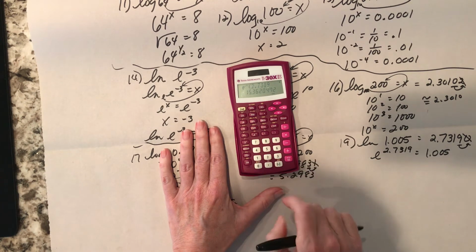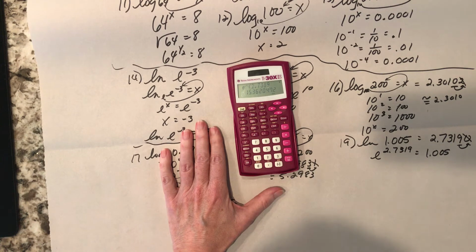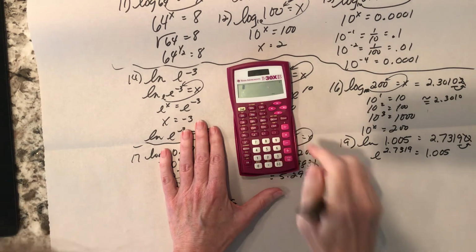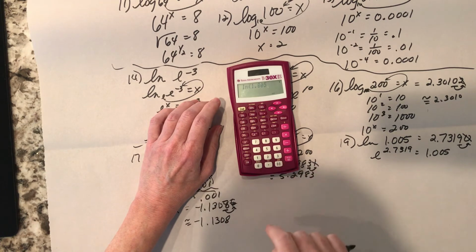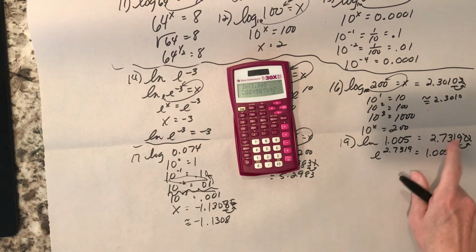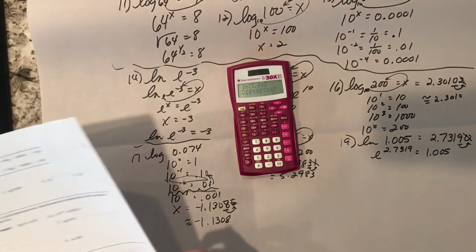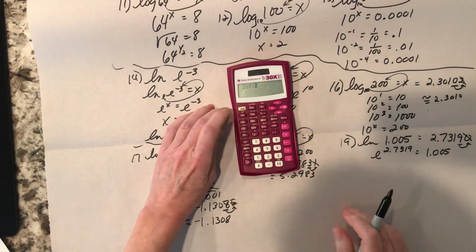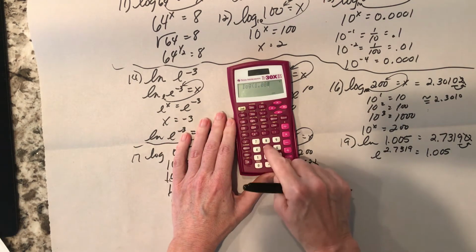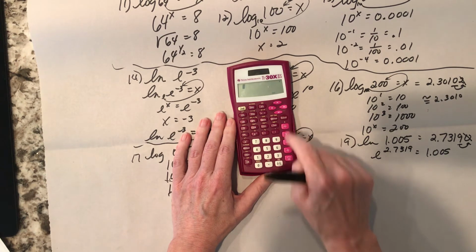E to the 2.7319 equals 15. Doing something wrong there. Let me see, maybe I pushed something wrong here. Natural log of 1.005 equals, oh, there's a problem. This answer is wrong. I don't know what I pushed. I could go back and look, but I'm going to have to start all over. No way to pause this and back it up. Not that sophisticated. So I just pushed the wrong button. Maybe I did log. Let's see, log of 1.005. Nope, I don't know. Doesn't matter.